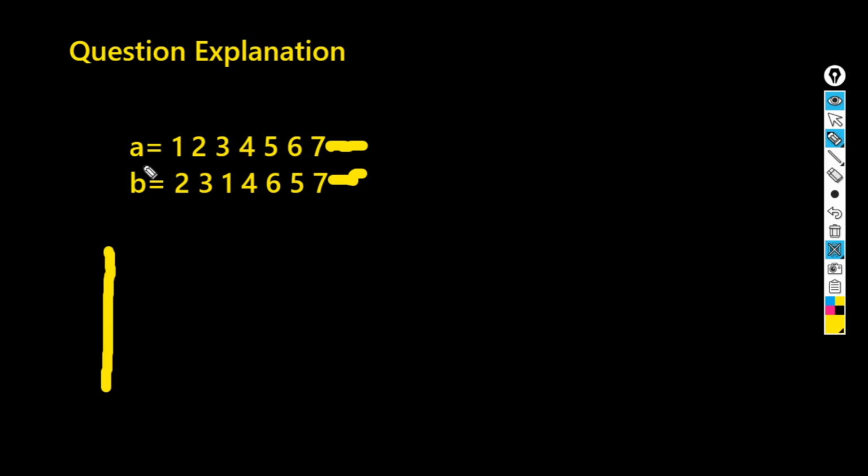The speed is given in an array. So suppose first A runs. They both will run at the same time. If A starts running, it will run for 1 meter. At the same time, B will run 2 meters.